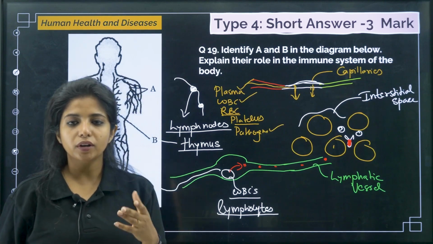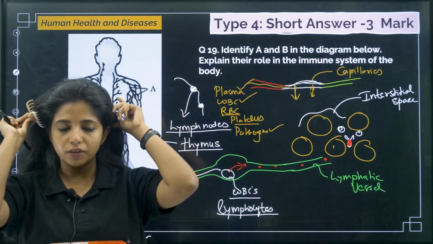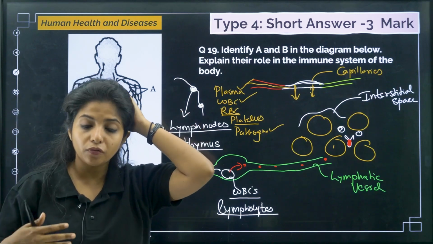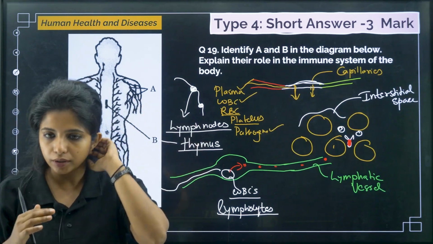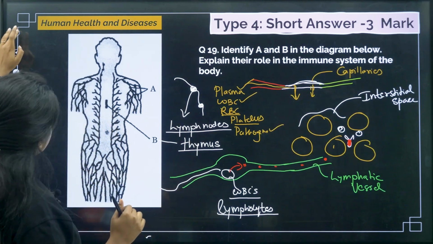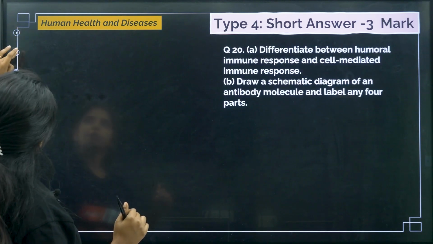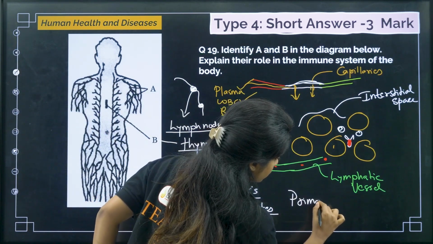What do you mean by lymphoid organ? Lymphoid organ is where your blood cells are made. Okay, lymphoid organs are where blood cells are made, or where blood cells are active. So one type of lymphoid organ is primary lymphoid organ. Okay, so there are two types of lymphoid organs.